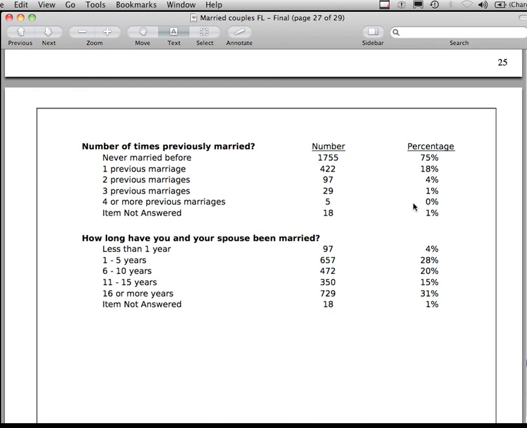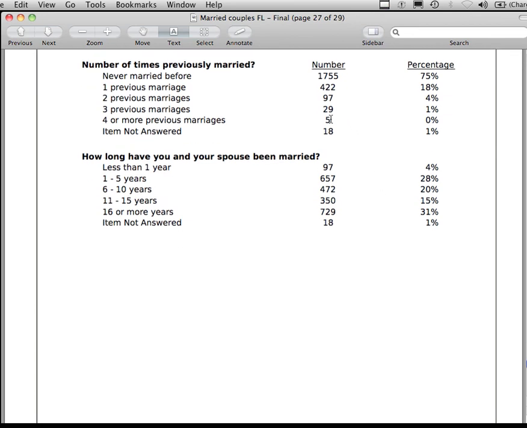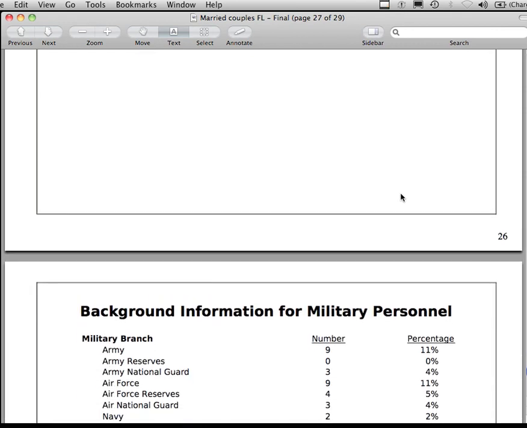Number of previous marriages. So 75% of this married sample said they're in their first marriage. They've never been married before, but 25% in total have been married before, 1, 2, even 3 times. 5 of the people said they've been married 4 or more times. Okay, and how long have they been married? On average, you can see the biggest number here was 16 or more years, but there's another peak down here at 1 to 5 years. So it's a powerful way to break down the data.